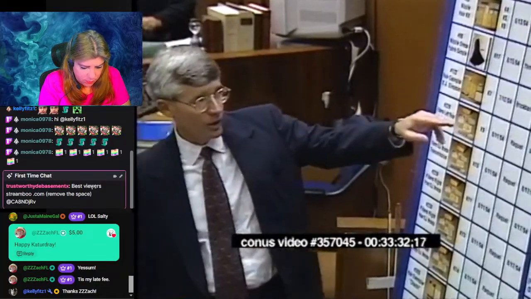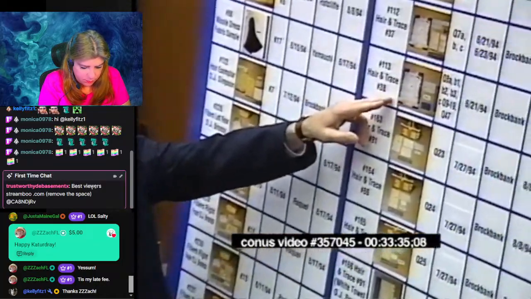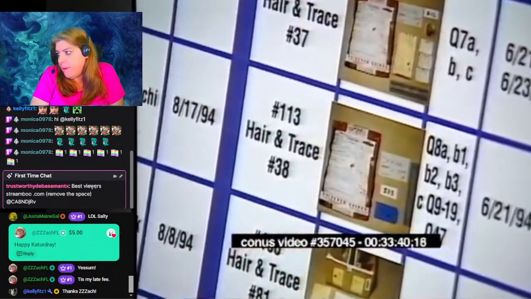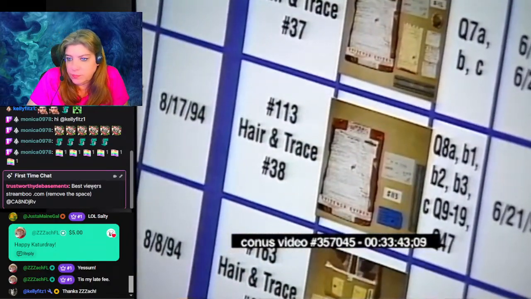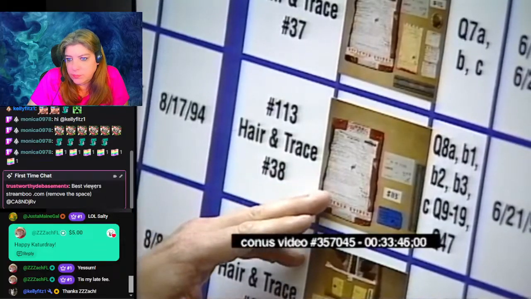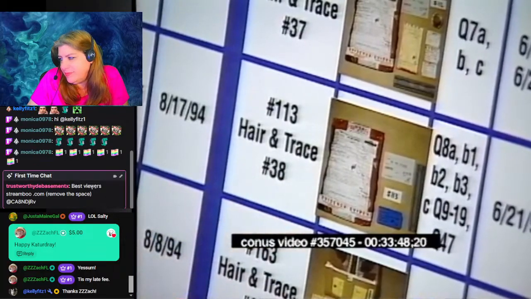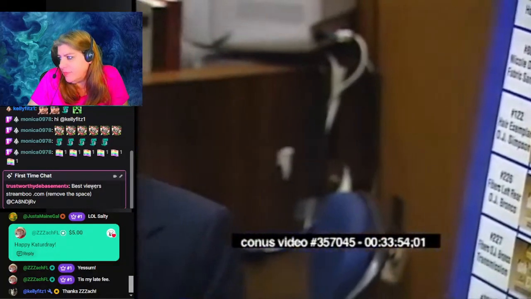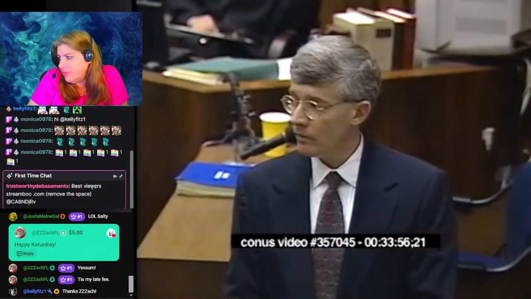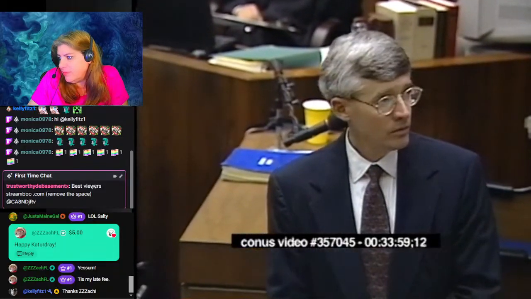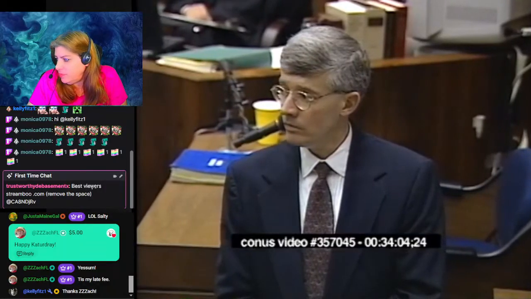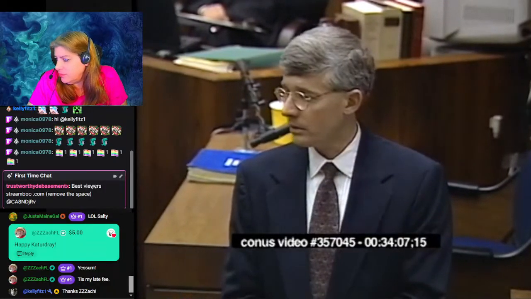The only difference that I see here on this particular board is item number 113, and it indicates that the FBI numbers Q8A, B1, B2, B3, C, they're not actually in the photographs, but they came in that envelope. And so those are Q8, Q8A, B1, B2, B3, C, and Q9 through 19, and Q47, all the numbers that you assigned to what was removed from the package depicted on this chain board for item 113. That's correct.